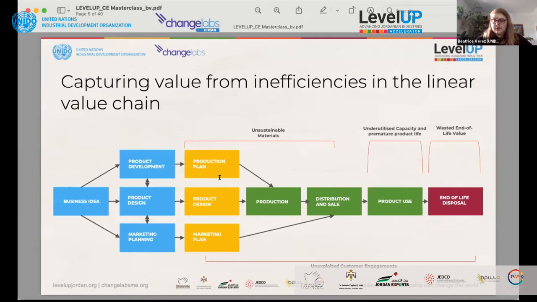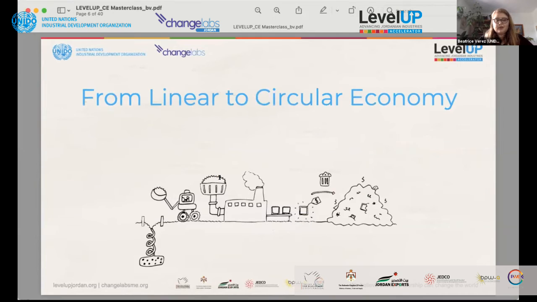And of course, at the end of life, if we look at the value chain of textiles, where 99% in some countries goes to waste, clearly that is far from being something where you are using something at the end of its life to recreate something new. So this is where we come into circular economy.